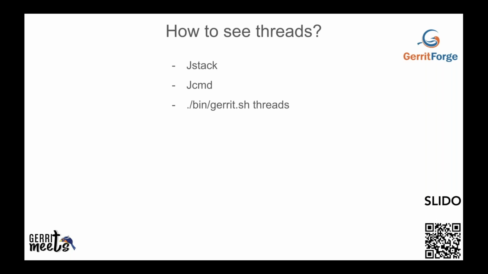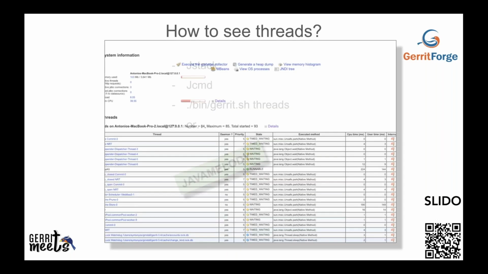JCMD is another way to do it. You have plenty of tools out there to do the same. You can even use the gerrit.sh threads command, which will output a textual representation of the threads that are running in Gerrit. Or you can use Java Melody. How many of you know about the Java Melody plugin out there?